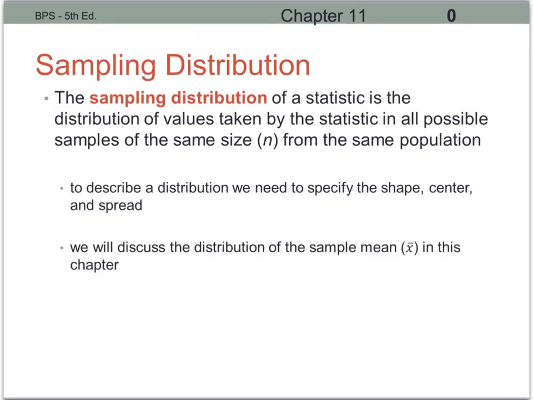So a sampling distribution. Now we said that a distribution shows all the values that a variable can take and how often it takes those values. Well, the sampling distribution is going to show the values taken by a statistic if all the samples are of the same size and from the same population. So it shows us the shape, center, and spread. That's part of the description of a distribution. And we're going to talk about the sample mean, x bar, in this chapter, and how to look at the sampling distribution of x bar.